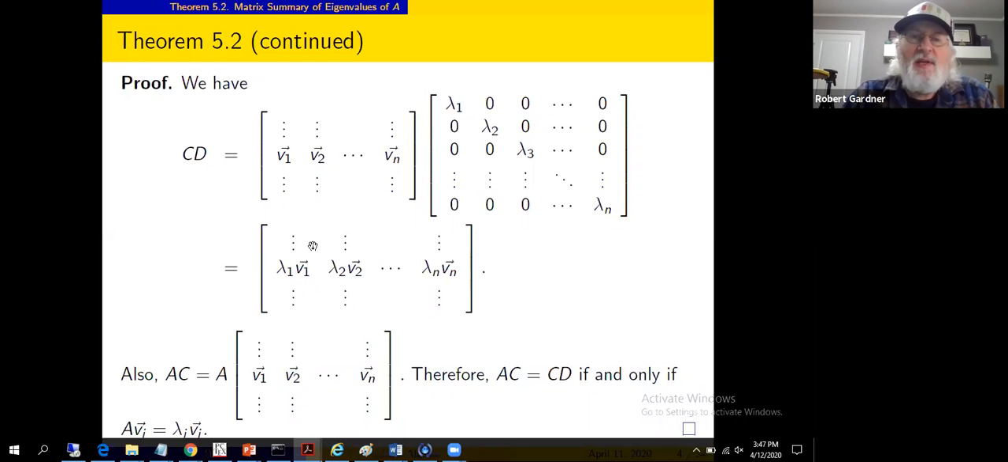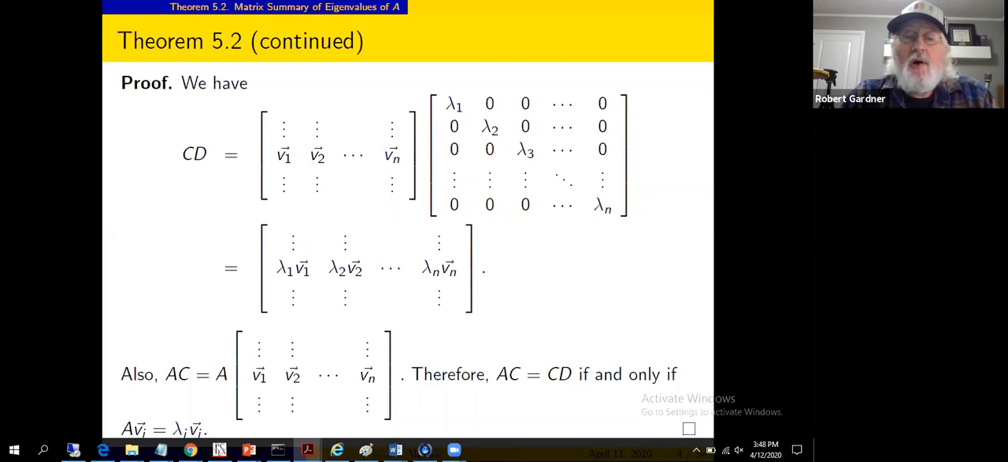And similarly, if we looked at what happens over here in the second column of the product, we'd see what happens in the second column of the D matrix. It's going to introduce lambda 2s, and they're going to hit the components of the vector v2. And we'll similarly see each of the columns in that product will be lambda 1 times vector v1, lambda 2 times vector v2, and so forth.